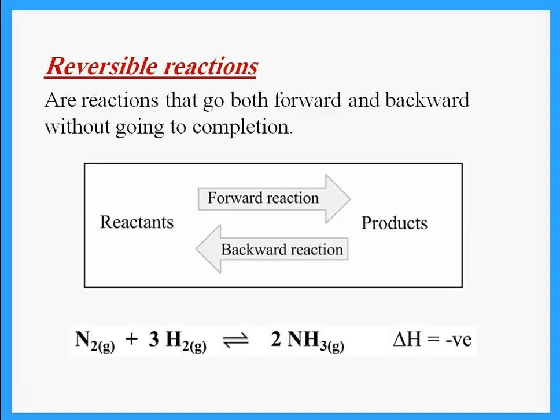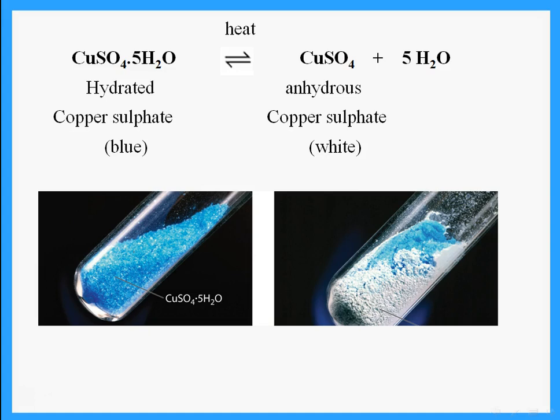For example, if I have a container that has nitrogen and hydrogen gases, the nitrogen and hydrogen will react to give ammonia. But then some of this ammonia will break up again to give nitrogen and hydrogen, and then the nitrogen and hydrogen will react again to give ammonia, and so on. So we put this sign in the middle between them. Instead of an arrow going only forward, it's an arrow going forward and backward, and that indicates that the reaction is a reversible reaction. So another example of a reversible reaction is this.